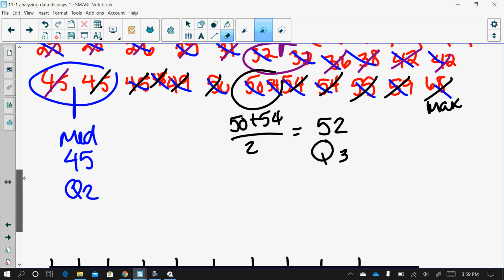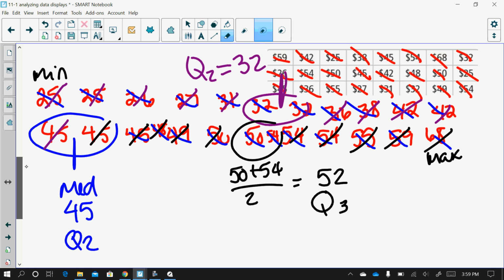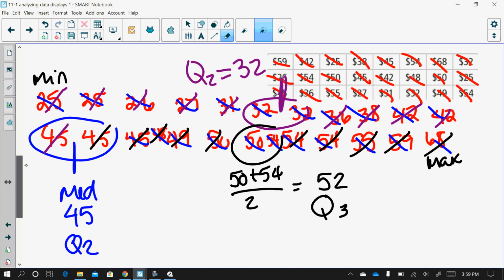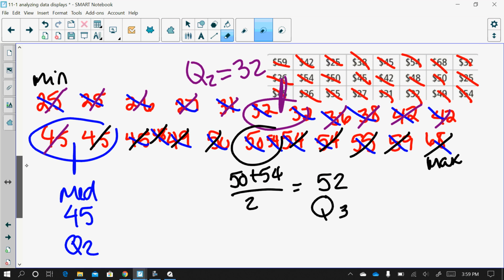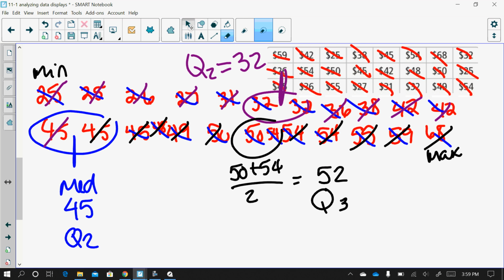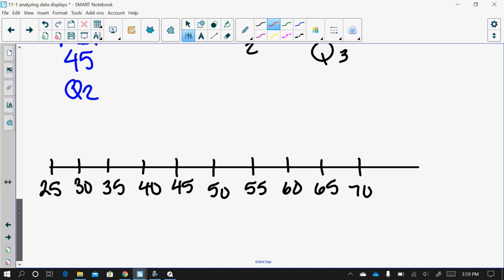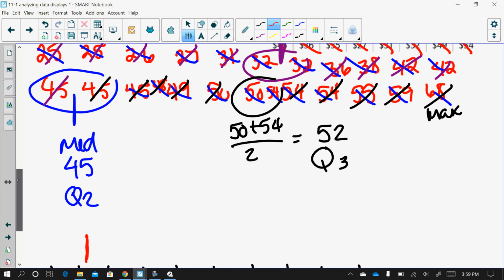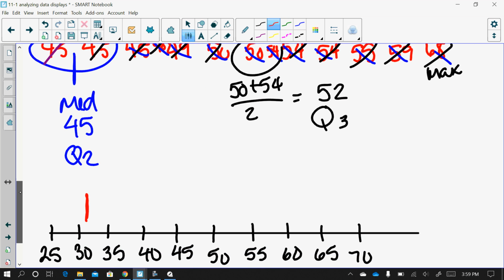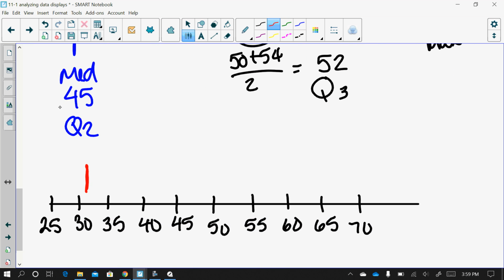We first start by putting on our quartiles. Q1 is at 32, good and red, which is about right here. So that's Q1. Make a line. Same thing with Q2, which is 45, so put a line.